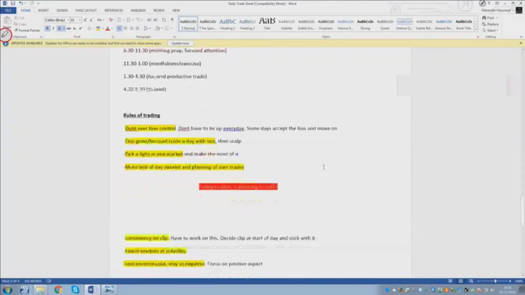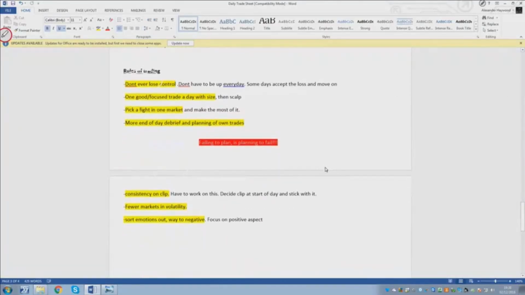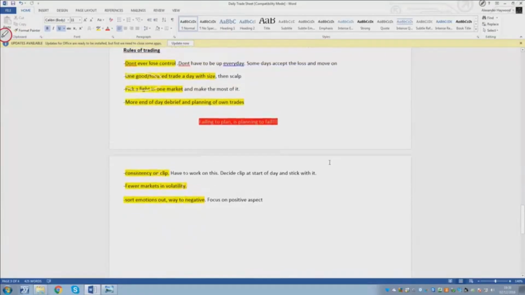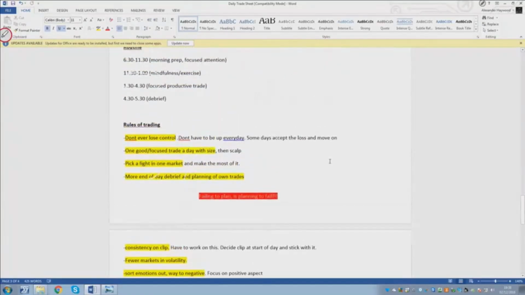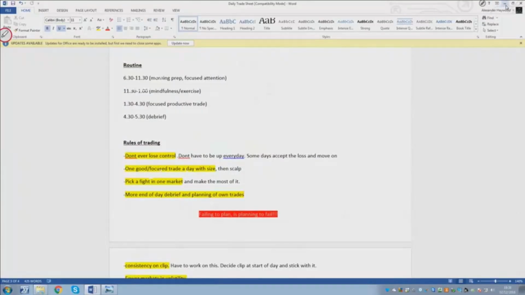What are your key identifiable rules of trading that you need to ensure you're constantly doing in order to achieve success? So that's where we're going to finish this, guys.